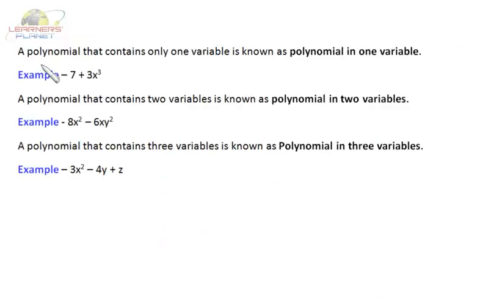Now, let's see polynomials in different variables. A polynomial that contains only one variable is known as a polynomial in one variable. Here we see this is a constant part, and here we see just one variable, that is x. So this sort of polynomial is known as a polynomial in one variable. In this case x and y, two variables are there, so we call them polynomials in two variables. Similarly in this case, x, y and z, three variables.